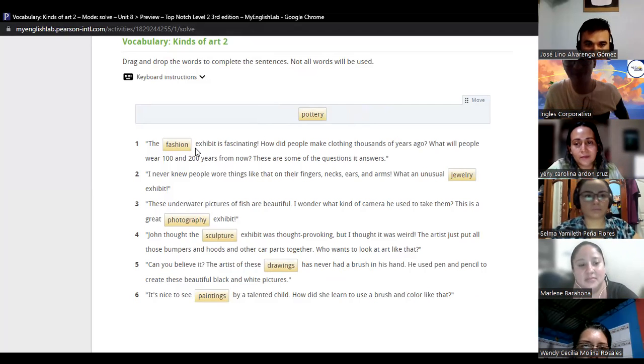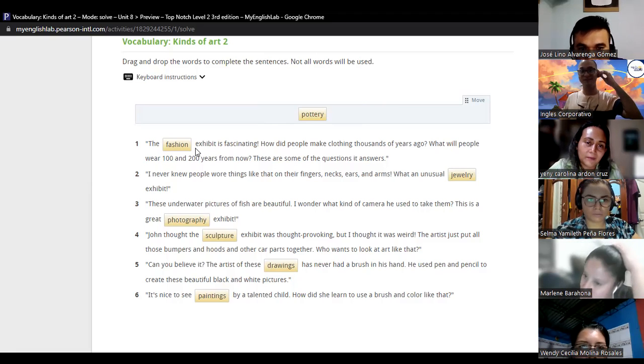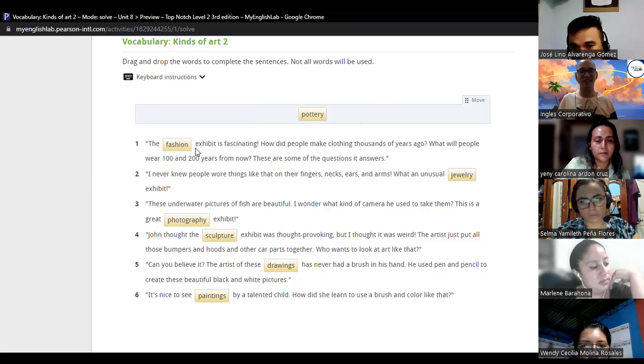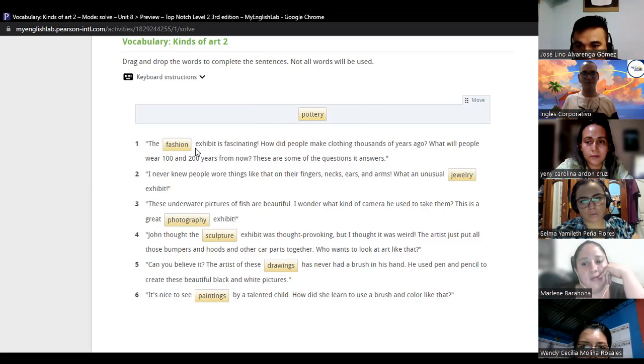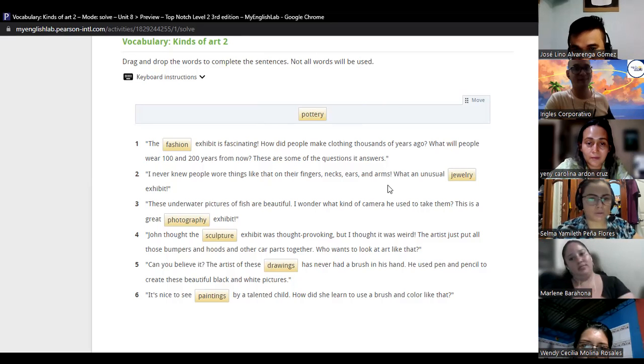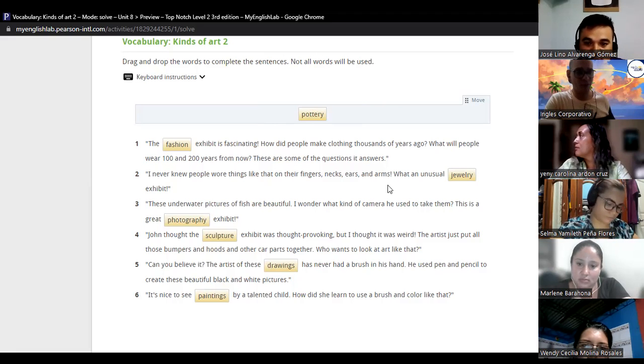Go. Okay. The fashion exhibit is fascinating. How did people make clothing thousands of years ago? What will people wear 100 and 200 years from now? These are some of the questions it has answered. Thank you so much. Appreciate it.